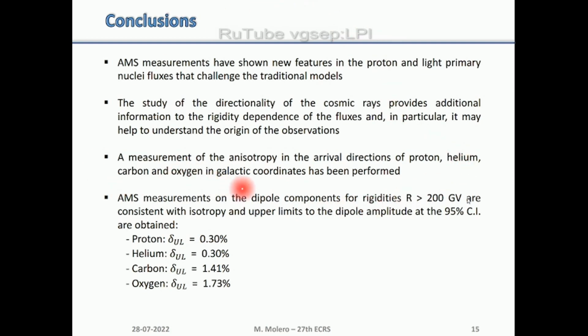And since everything is consistent with isotropy, we set limits on the dipole amplitude, and these are the values: for proton 3 per mil, for helium 3 per mil, for carbon 1.4%, and for oxygen 1.73%.